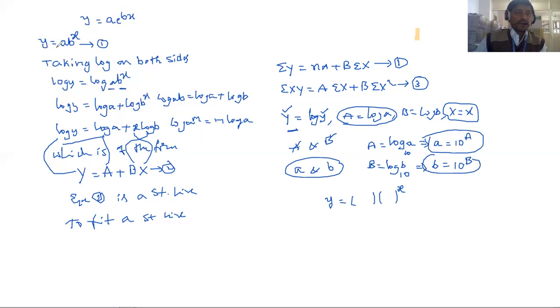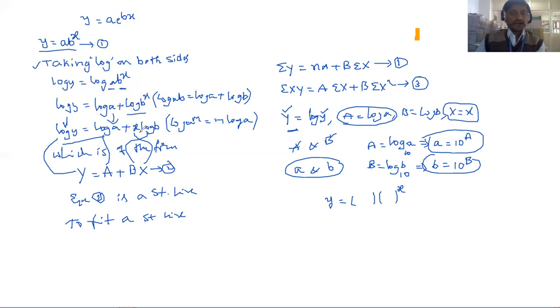If the problem states y is equal to a b power x, you have to take log on both sides. Keep in mind that in your calculation you have to choose base 10. Then log y is equal to log of a b power x. On the right side, we apply the formula log a plus log b, so it becomes log y equals log a plus log b power x. Applying the formula log a power m is m log a, here m is x and a is b.